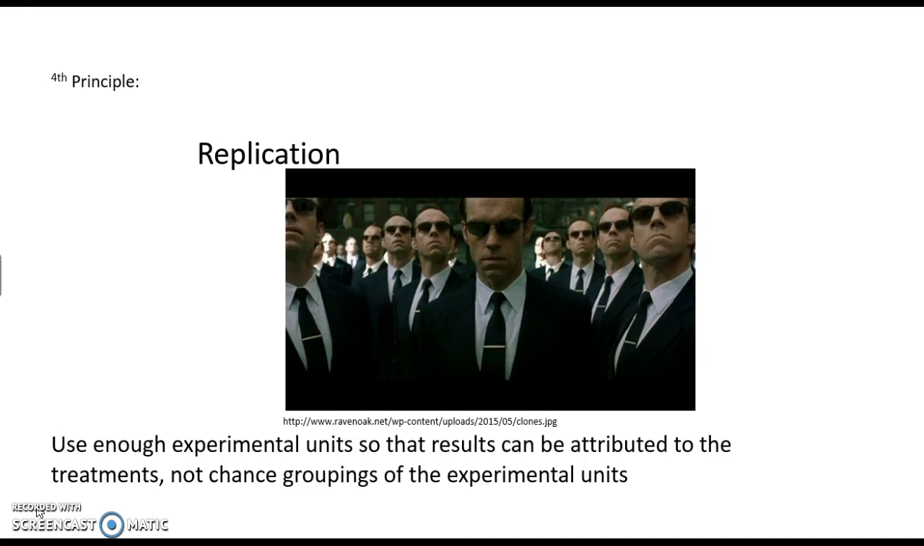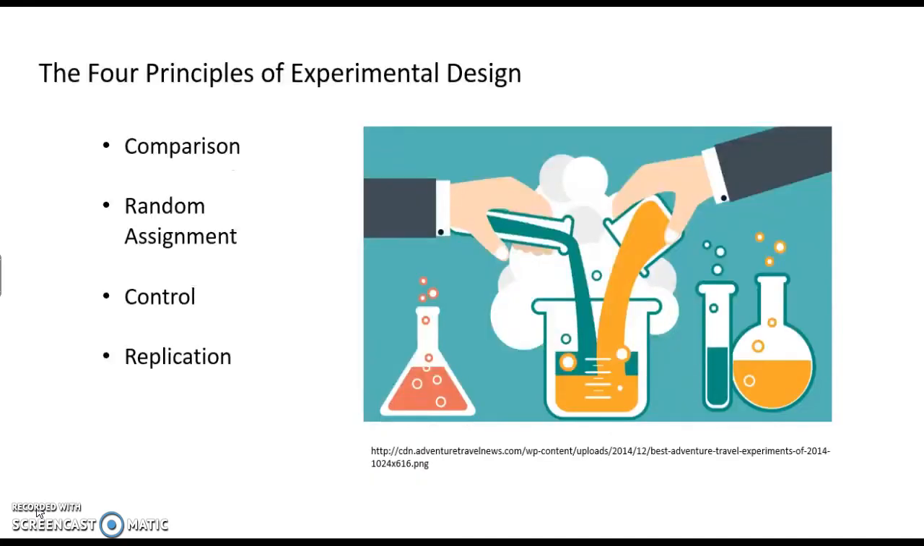Let's take a quick minute to review the 4 principles. We have comparison. We want to make sure that we're comparing at least 2 treatments. Random assignment. Our experimental units or subjects must be randomly assigned to each of the treatments. Control. We want to make sure that we find other variables that might affect the response variable and try and control for that. That might be harder when we have human subjects, but we got to figure out what we can control in these experiments.